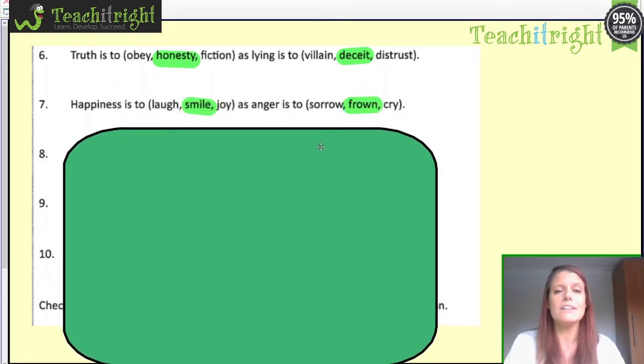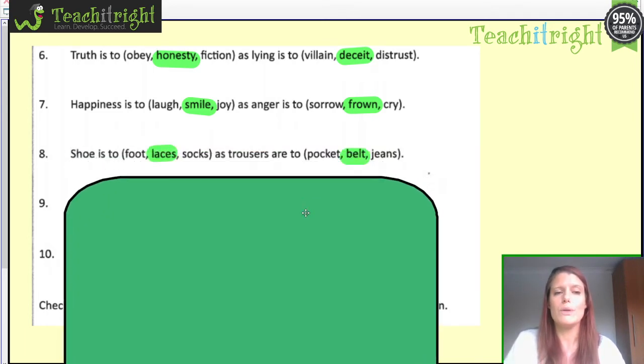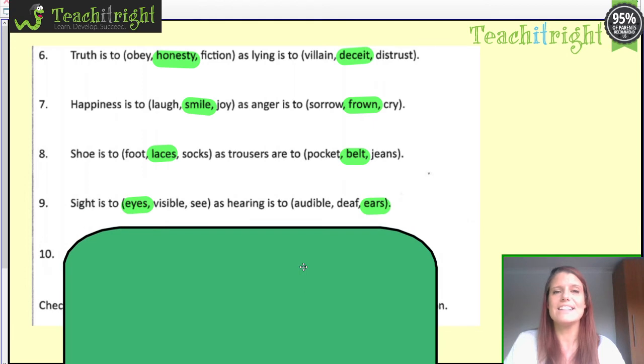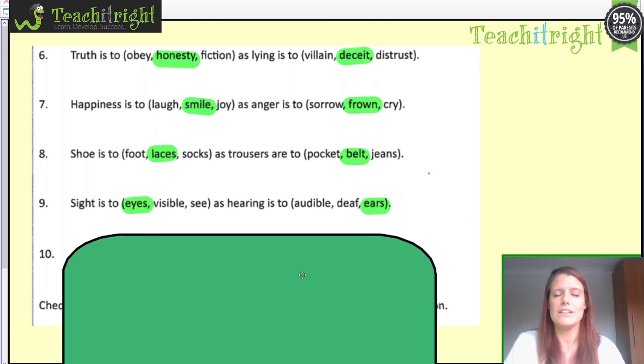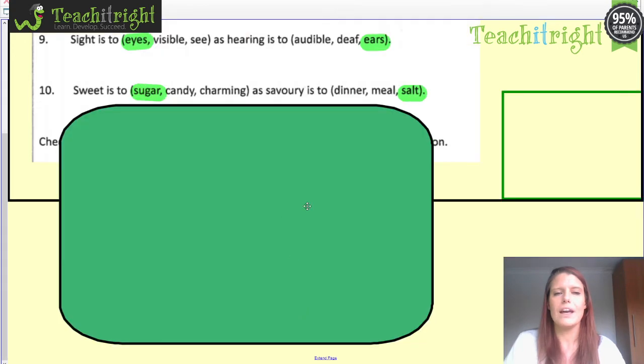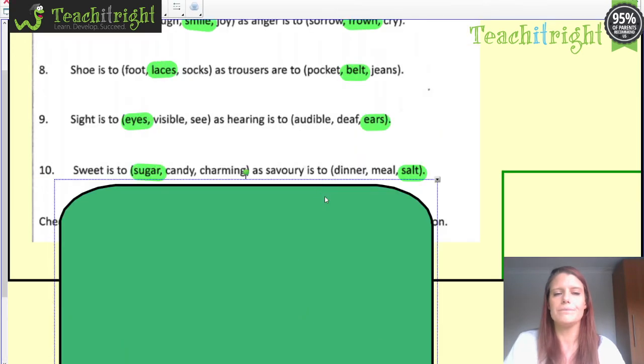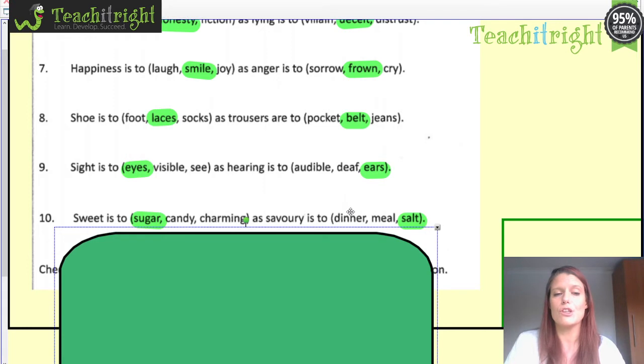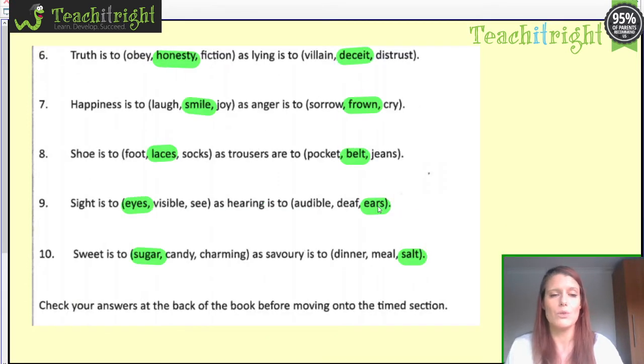Happiness is to smile as anger is to frown. Shoe is to laces as trousers are to belt. Sight is to eyes as hearing is to ears. That should be a nice straightforward one for you. And sweet is to sugar as savoury is to salt. So referring to taste.